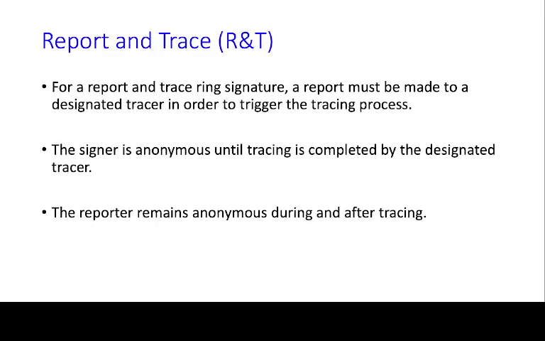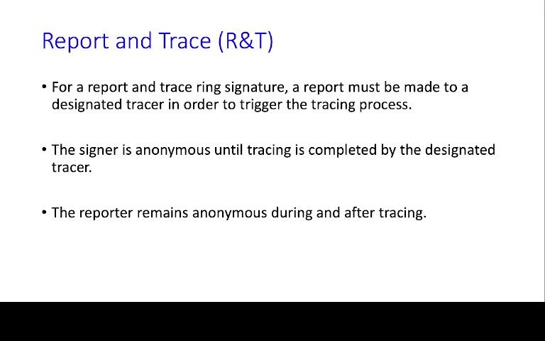So in this work, we formally model reporting of malicious messages to the tracer and require that a report is made in order to trigger the tracing process. In this way, we distribute trust amongst the tracer and a set of reporters and ensure that the tracer can reveal the signer's identity if and only if they first receive a report. We ensure that the signer is anonymous until tracing is complete, that is, reporting does not reveal anything about the signer's identity. And by incorporating a reporting mechanism into our syntax and security model, we also guarantee that the reporter is anonymous throughout and after the tracing process, even to the designated tracer.